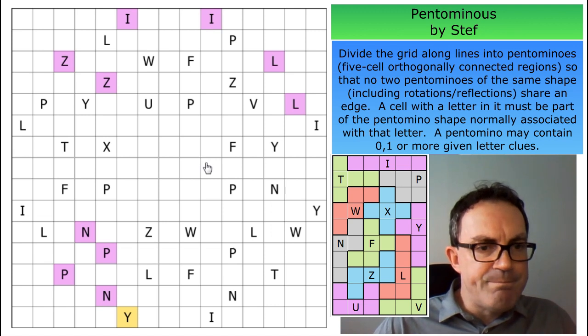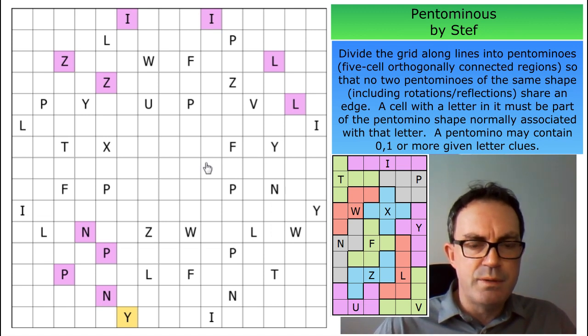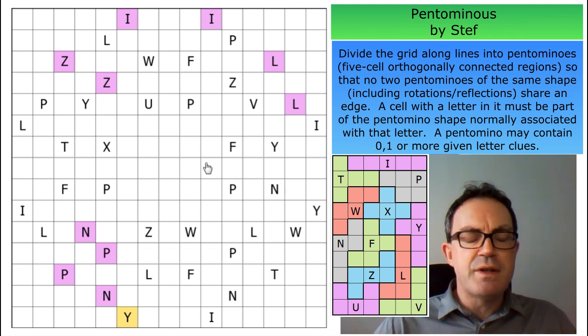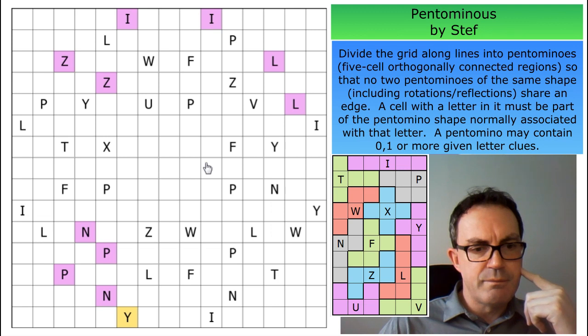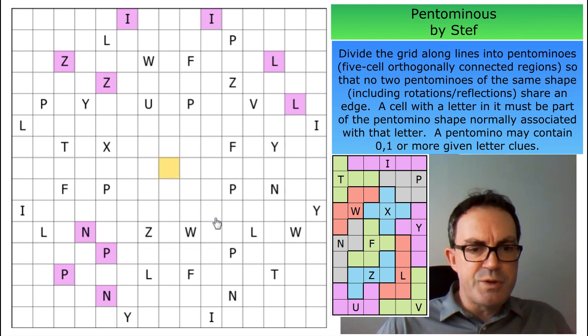So maybe we can do... So there's at least 39. Yeah, but look at the central square of the grid. That cannot be reached by anything that is existing in the grid. None of these pentominoes is large enough to get to it. So that means that gets us to 40.